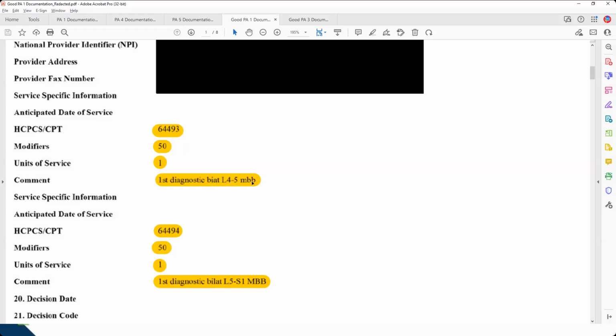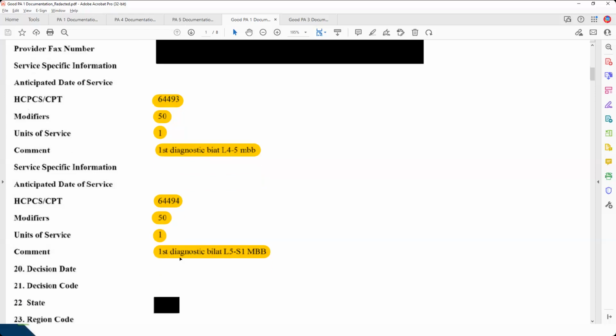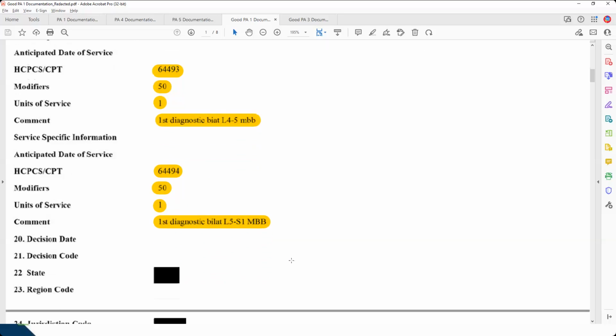L4-5 medial branch block. And then they're anticipating also doing the 64494, so the second level. Again, bilateral, 1 unit. Again, this additional level is going to be the first diagnostic bilateral, but this one's going to be at L5-S1, and it's going to be the medial branch block as well.